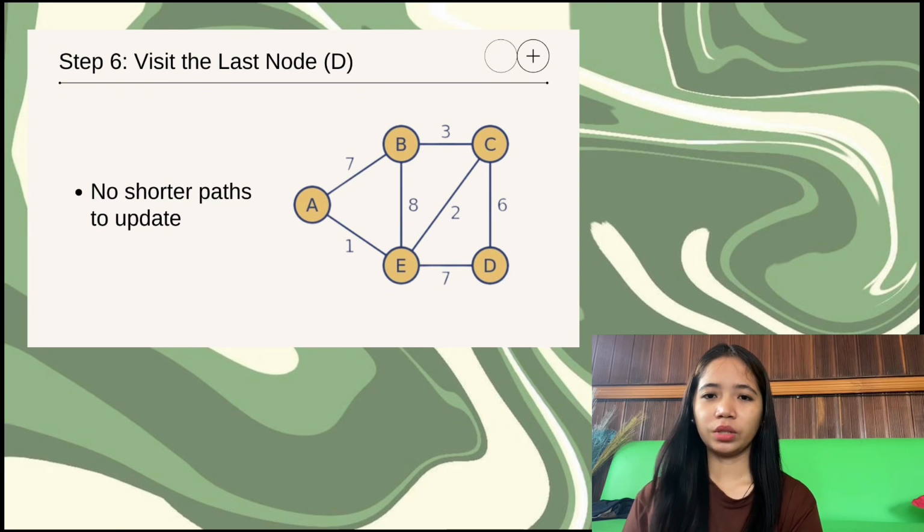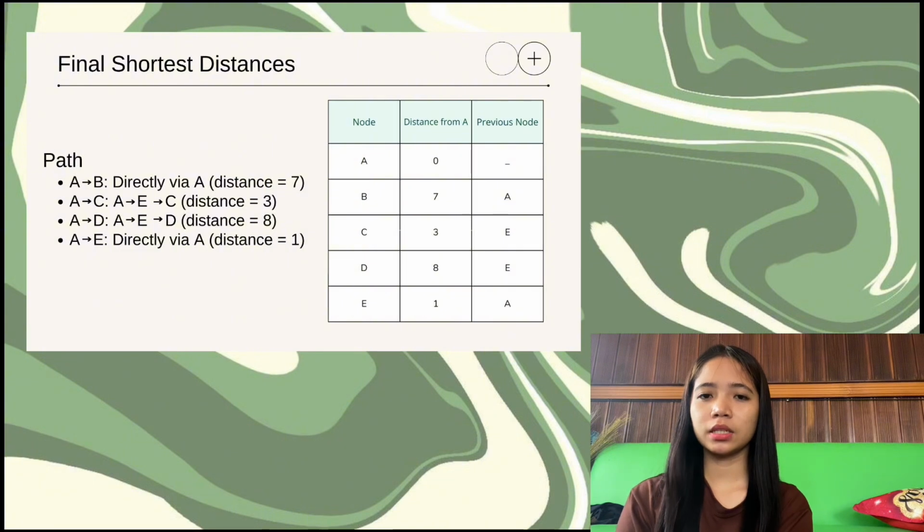Step 6. Visit the last node. The last node is D. Distance is equal to 8. From D, there are no shorter paths to update. This is the shortest distance from A to every other node. To B, A to B is equal to 7. To C, A to E to C is equal to 3. To D, A to E to D is equal to 8. To E, A to E is equal to 1.